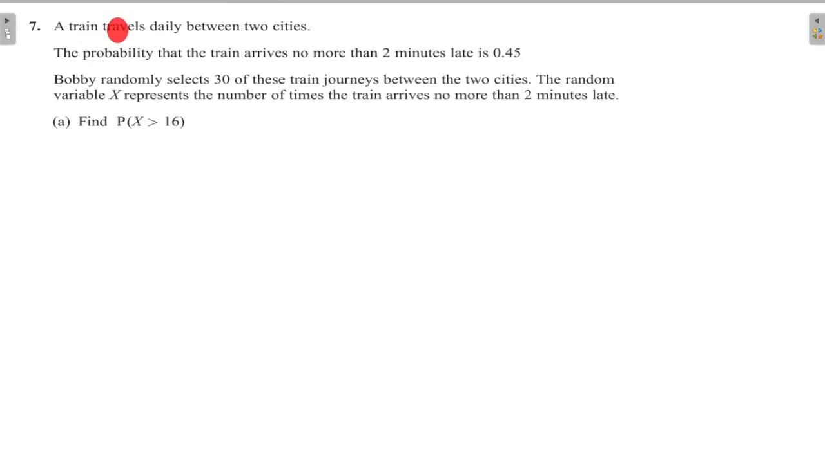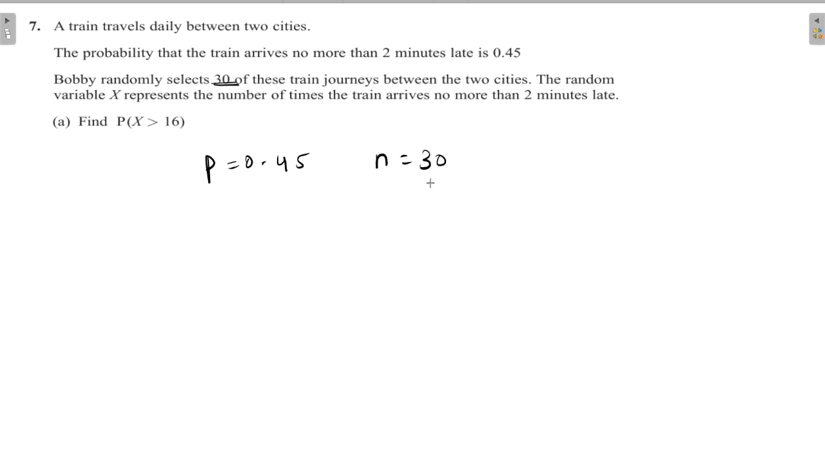7. A train travels daily between two cities. The probability that the train arrives no more than 2 minutes late is 0.45. So the probability value is given: P equals 0.45. Bobby randomly selects 30 of these trains. So n is also given: 30.